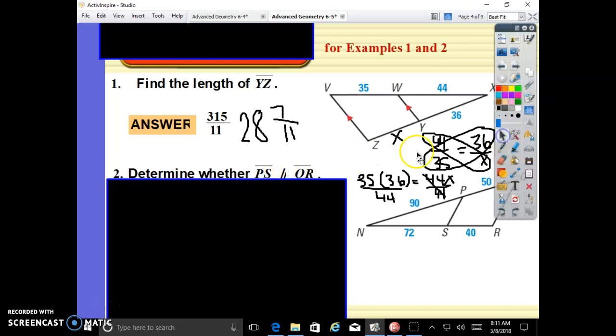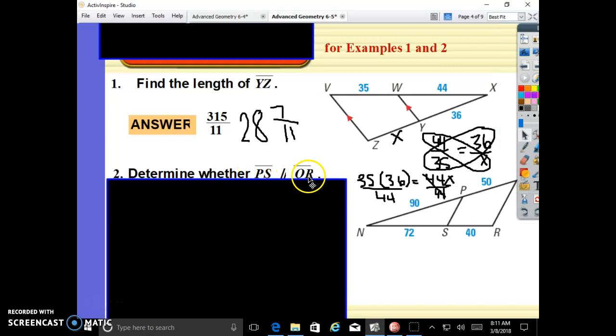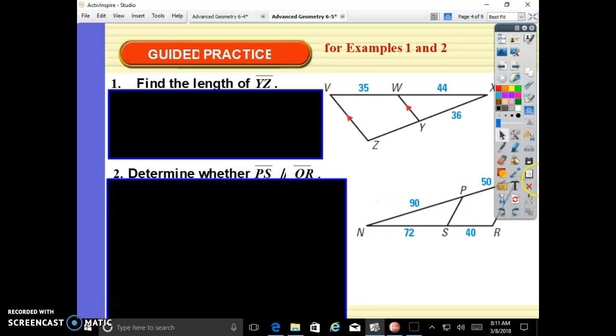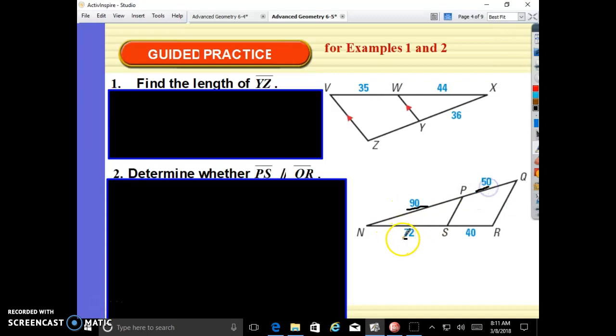Determine whether PS is parallel to QR. If they're parallel, then these will be similar. So 90 is to 50 as 72 is to 40. So this would reduce to 9/5. Is this one going to be 9/5?